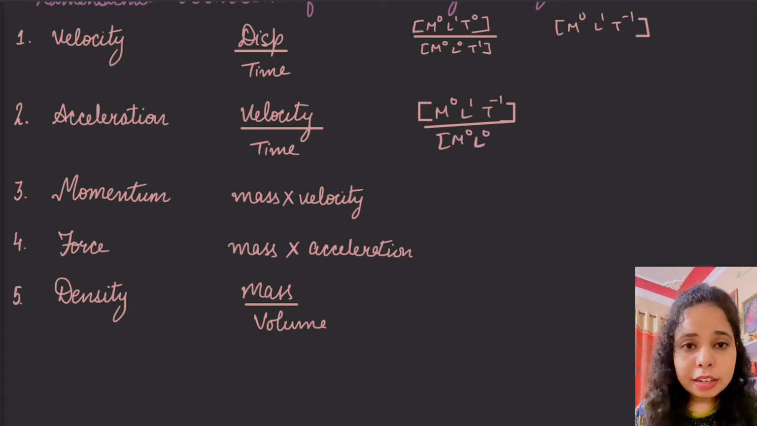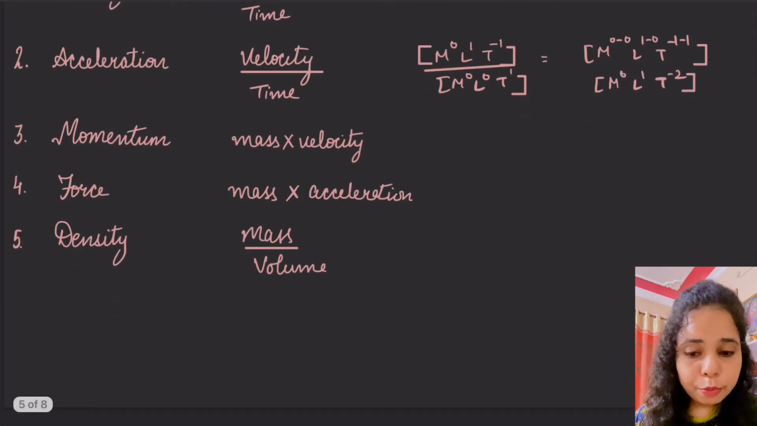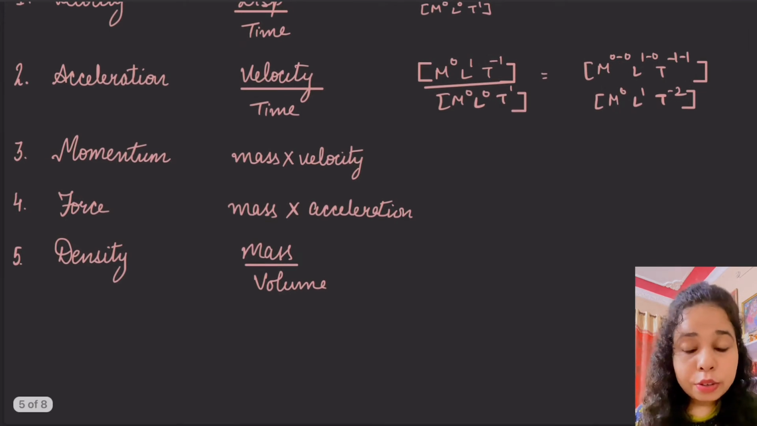Taking the denominator into the numerator, we have m^0 minus 0, l^1 minus 0, t^(-1) minus 1, so we have M^0 L^1 T^(-2) as the dimensional formula of acceleration. Now the third physical quantity for which we will calculate the dimensional formula is momentum.